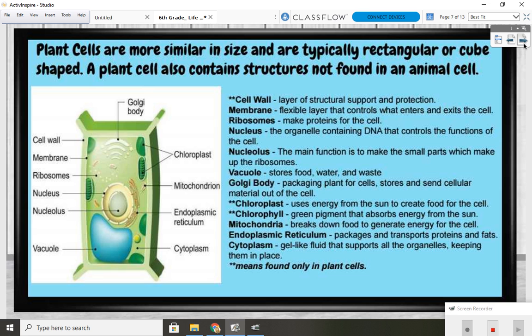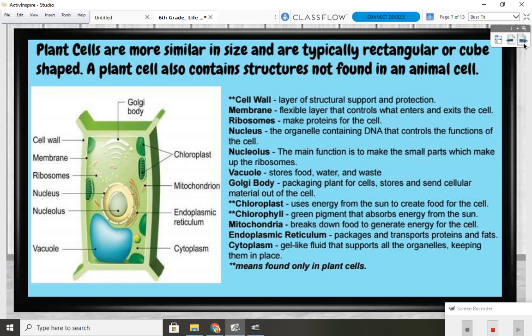Plants don't have a digestive system like we do as animals, that would hold our water and our waste system. So they have to have a large vacuole that does that for them. And you'll notice in the animal cell next that they have very small vacuoles. A Golgi body is a packaging plant for cells. It stores and sends cellular material out of the cell. Chloroplast uses energy from the sun to create food for the cell. And chlorophyll is green pigment that absorbs the energy from the sun. Both the chloroplast and the chlorophyll are the primary organelles needed for photosynthesis to take place.